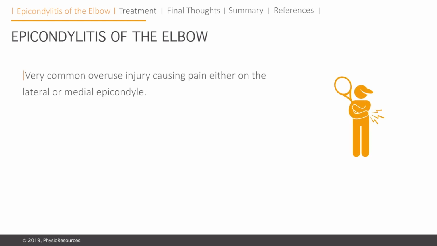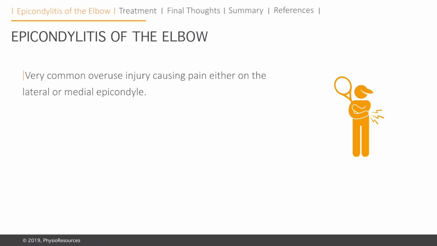Lateral epicondylitis of the elbow is otherwise known as tennis elbow, and it affects the extensors of the wrist and the digits. And medial epicondylitis, otherwise known as golfer's elbow, affects the flexors of the wrist and the digits. And realize, of course, through our anatomy, that the origin of the extensor mechanism is on the lateral epicondyle, and the origin of the flexor mechanism is on the medial epicondyle of the humerus.